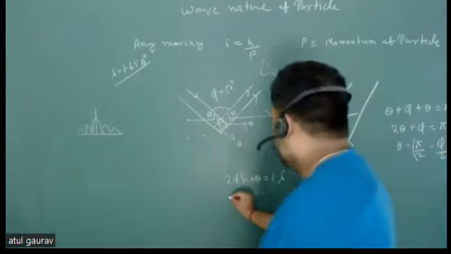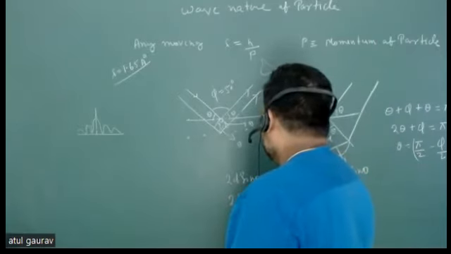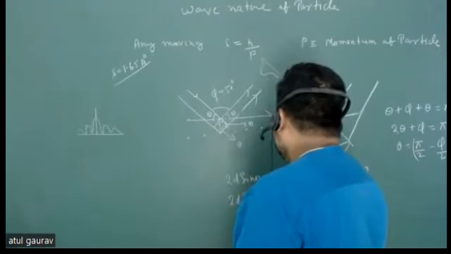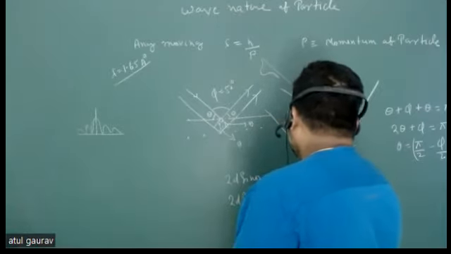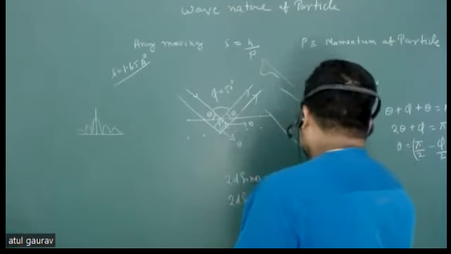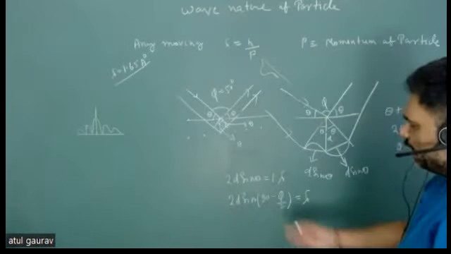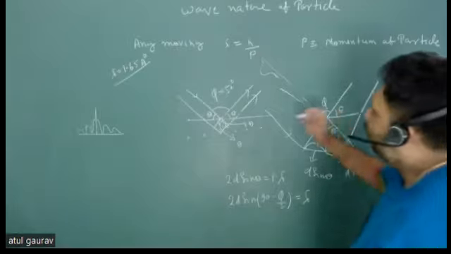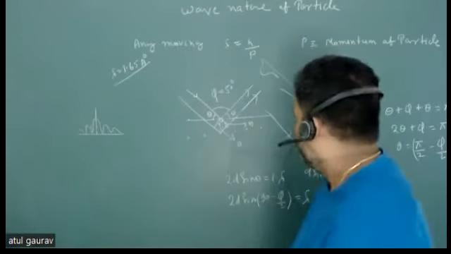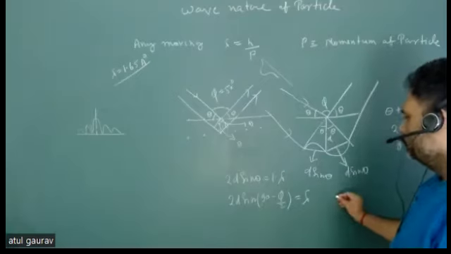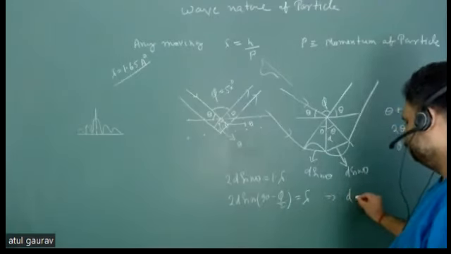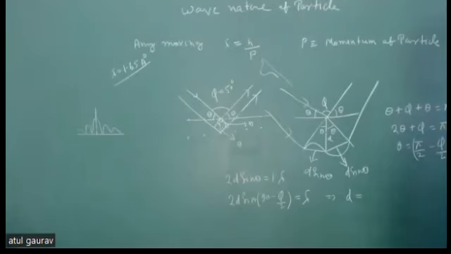So what will happen? 2d sin of (90 minus phi upon 2) is equal to lambda. And if we take this angle as 50 degree, we can calculate the value of d. What is the value of d? The value of d is equal to lambda upon 2 cos phi by 2.